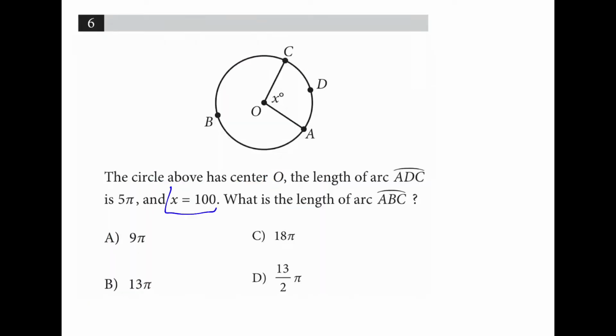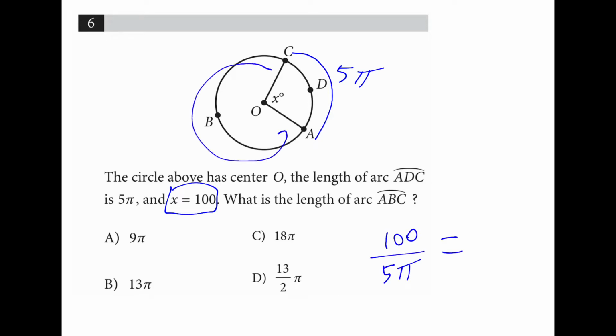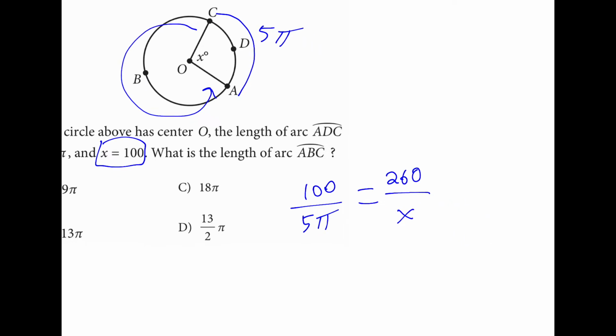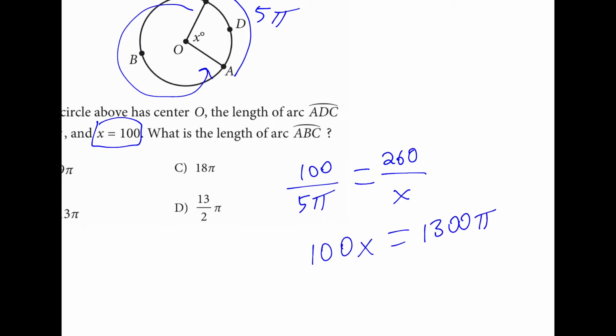If x is 100 degrees, and the length of this is 5 pi, we can set up a proportion. 100 is to 5 pi as the rest of the circle, which is going to be 260 degrees, is to x. If I cross multiply, I have 100x is equal to 1300 pi. If you divide by 100, you have x is equal to 13 pi.